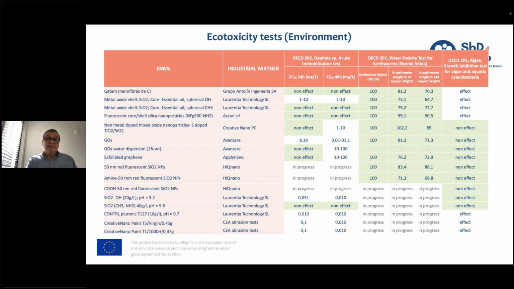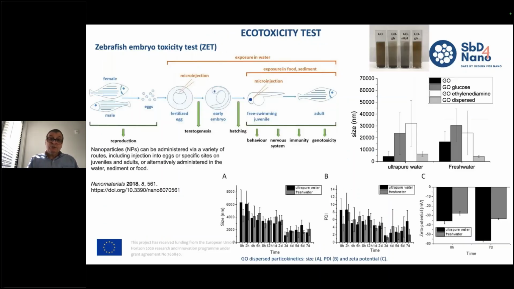Finally, in ecotoxicity tests, there is again a lot of data here and a lot of different types of tests. I'm not going to go through all of these tests and results, but I'm going to show you just a few of them. For example, zebrafish embryo toxicity testing. During the testing, the stability of the testing medium is really important.